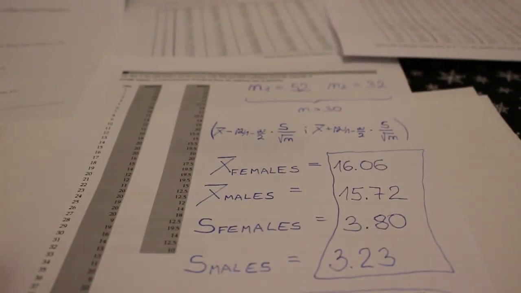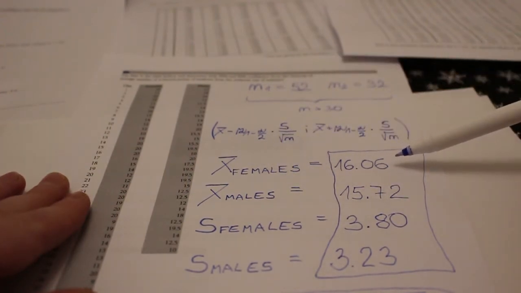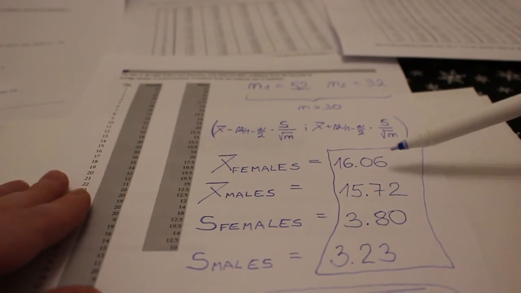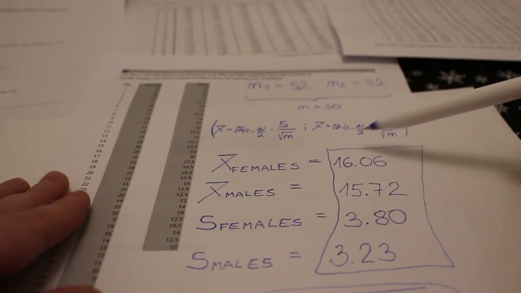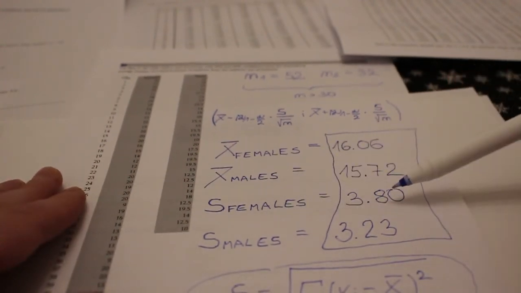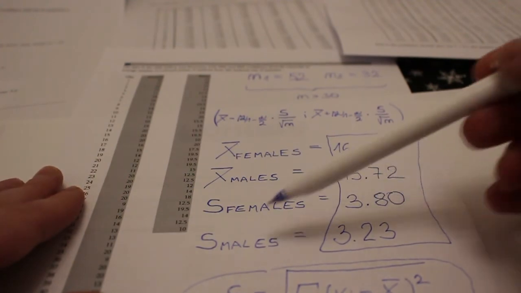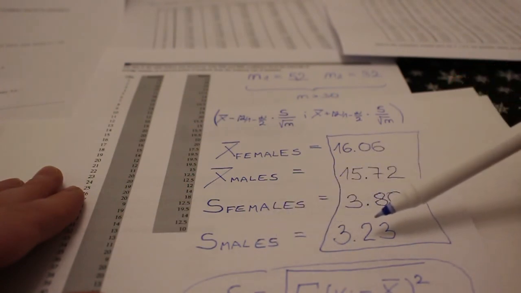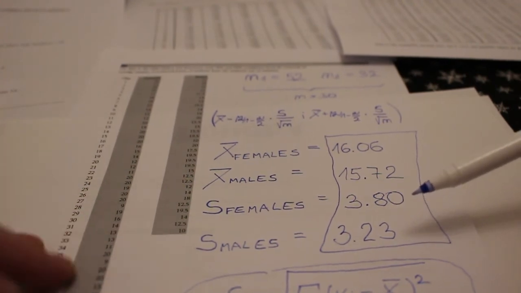Okay, now I have calculated here the sample mean for females, 16.06 points. There is sample mean for males, a little bit smaller, 15.72. I used only 2 decimal positions in Excel. And there is a sample standard deviation for females, 3.80, and sample standard deviation for males, 3.23. Okay, so we know almost everything.